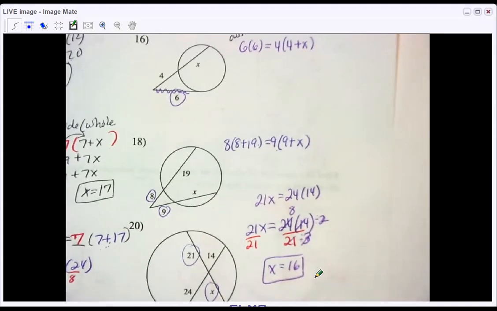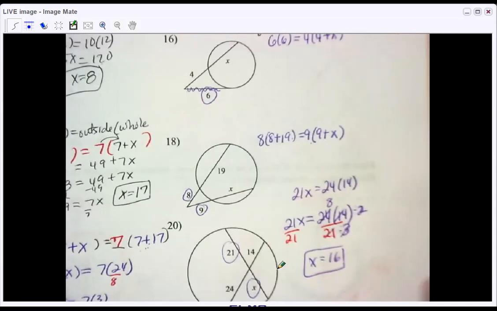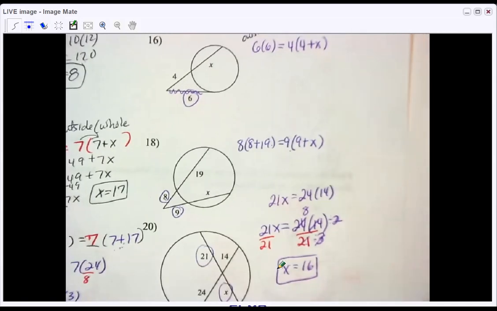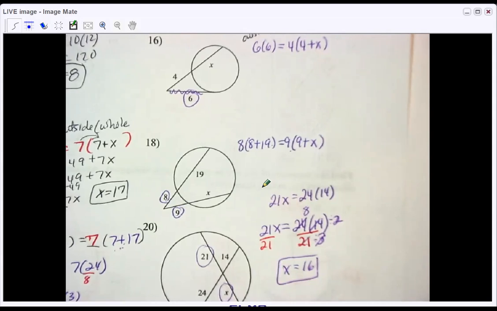Okay. I'm going to let you finish up 16 and 18, and then you can turn it in. So finish up 16 and 18, and then go ahead and turn it in.